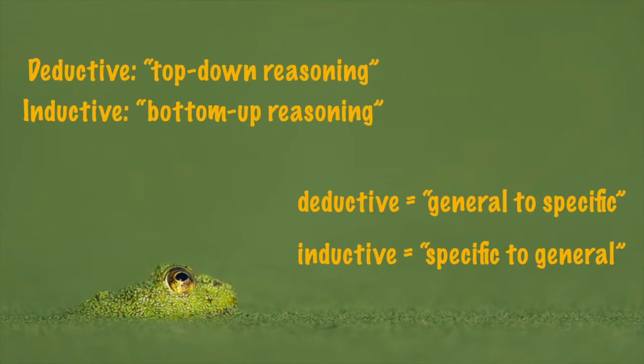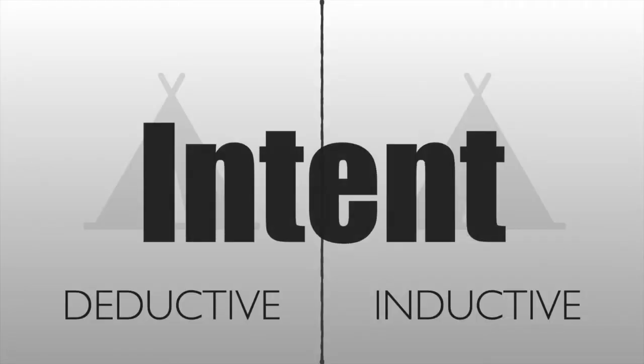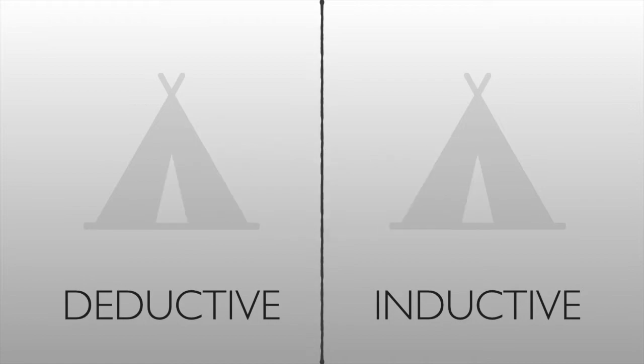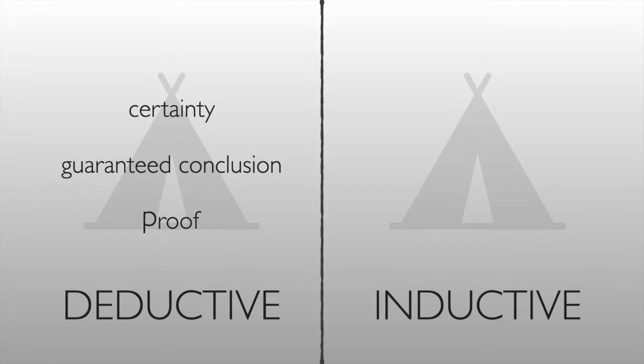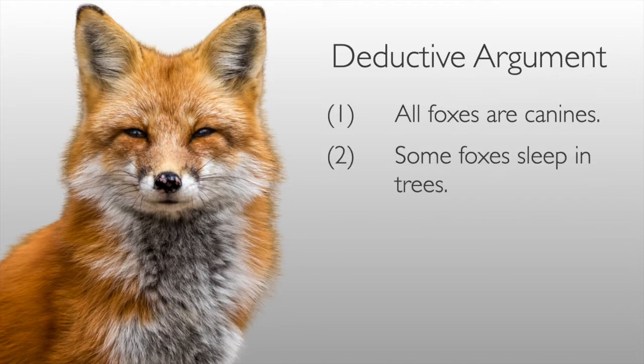So let's make it clear right here at the start. What divides the deductive from the inductive is intent. Deduction aims to provide certainty. It offers a guarantee that the conclusion is true. Proof, with a capital P. Here's an example. All foxes are canines. Some foxes sleep in trees, so some canines sleep in trees.